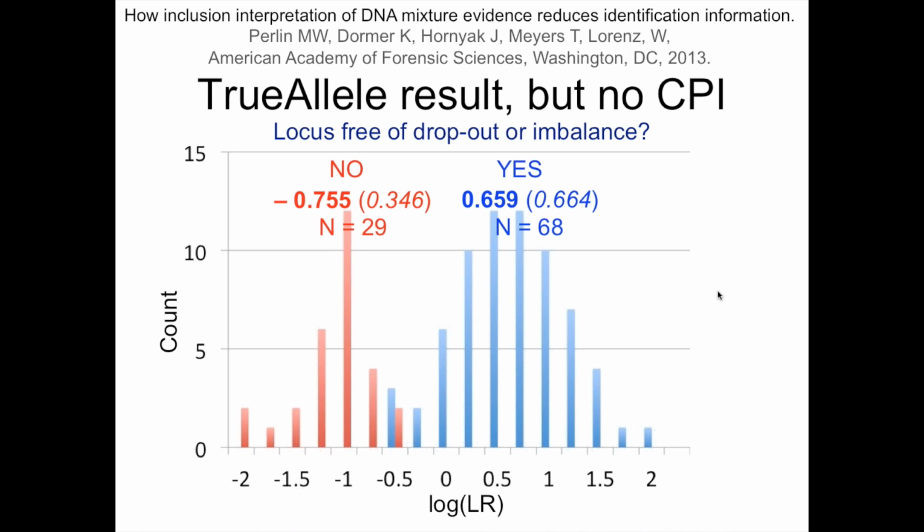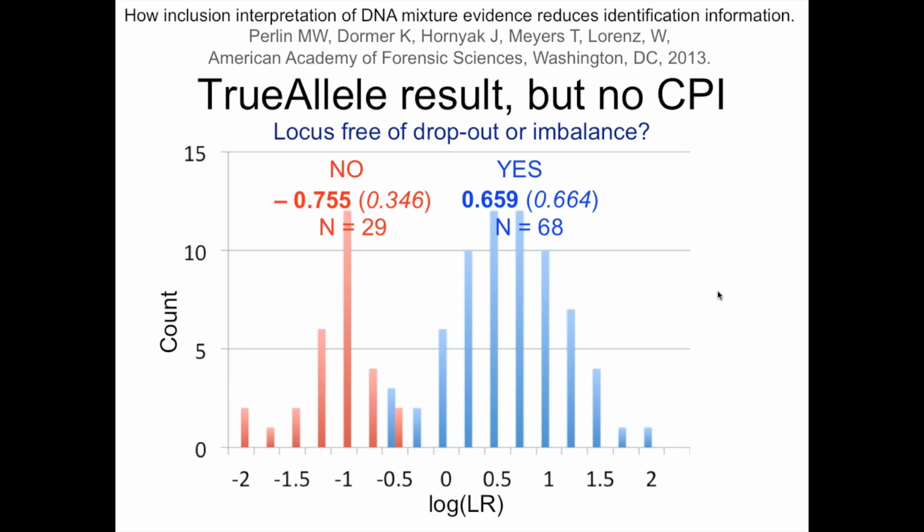The blue histogram is showing the distribution of match statistics at a locus when the locus is free of dropout and imbalance. And this is the evidence that's not being used by human review. TrueAllele is getting about the same amount of information, about 2/3 of a log unit, as it does for information that people do use. But of most interest is the red distribution, where there is dropout or imbalance.